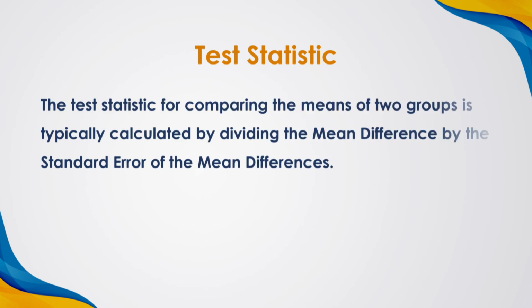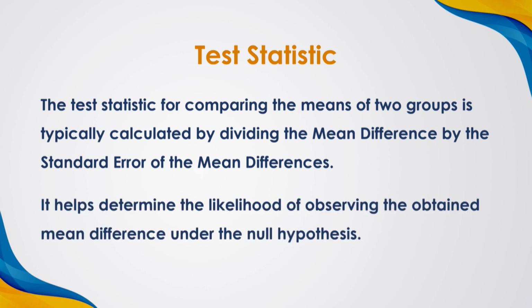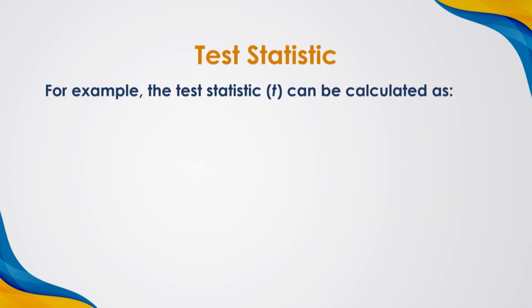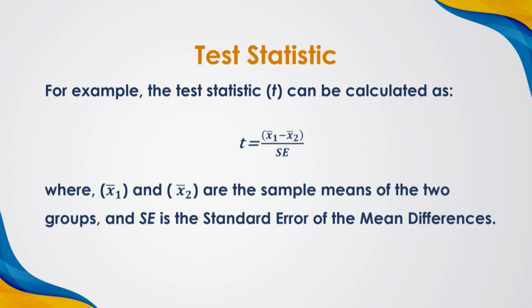Test statistics. The test statistic for comparing the means of two groups is typically calculated by dividing the mean difference by the standard error of the mean differences. It helps determine the likelihood of observing the obtained mean difference under the null hypothesis. For example, the test statistic t can be calculated as follows. Therefore, t is equal to x1 bar minus x2 bar divided by standard error. Here x1 bar and x2 bar are the sample means of the two groups and SE is the standard error of the mean differences.